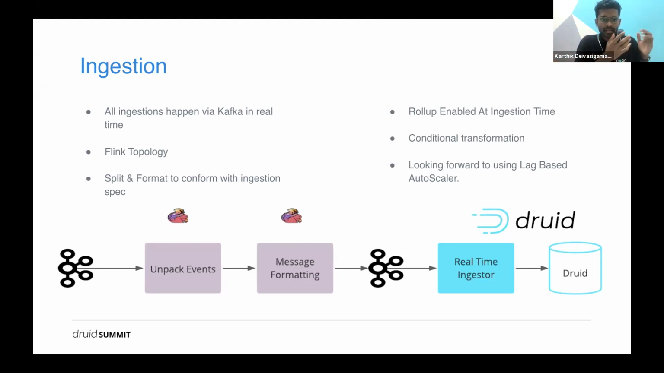The data gets sent in batches because you have data coming in every minute, and each data point that comes in has 30 smaller data points inside it. So you need to unpack the events, split them, format them, and push them out. On the real-time ingester in Druid, depending on the use cases, for certain use cases we have enabled rollups, for certain cases not, and we also have conditional transformations.